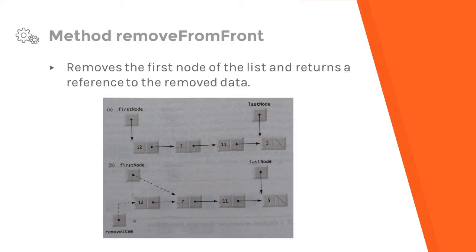Method remove from front removes the first node of the list and returns a reference to the removed data. In the image you can see the first node in the linked list is 12. So in order to remove the first node, which is 12, the first node now needs to point at the second node, which is 7. Then 7 becomes the first node as the node 12 gets removed from the list.